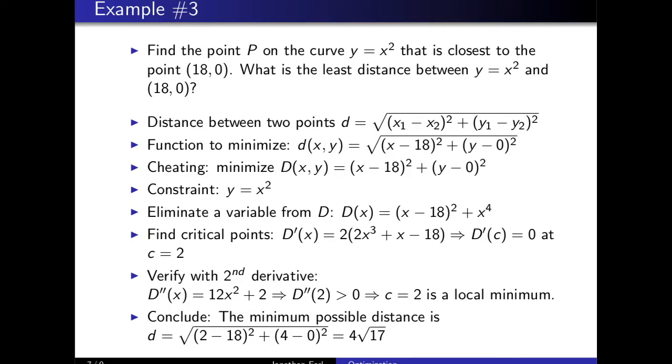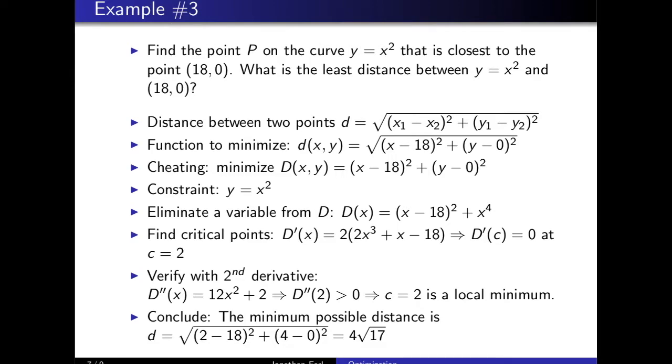Okay, so the distance between any 2 points you can find as the square root of the square of the difference in the x values plus the square of the difference of the y values. So for us, we're going to want to minimize the function d equals the square root of (x minus 18) squared plus (y minus 0) squared.